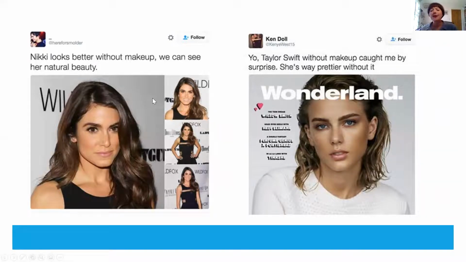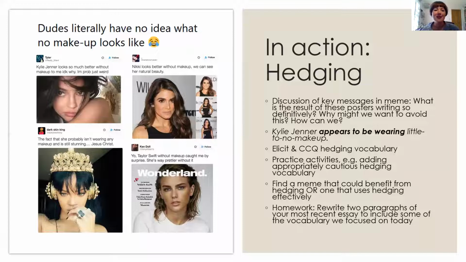Or yo, Taylor Swift without makeup caught me by surprise. She's way prettier without it. So this kind of thing gave birth to this meme. Dudes literally have no idea what no makeup looks like. So getting my students to talk about this, I would say, what's the result of these people writing so definitively here? Well, they're literally being mocked. We can see that because we have the crying laughing emoji.